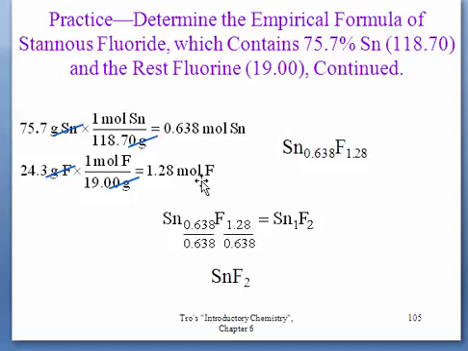Once we have the moles, we do the pseudo formula, and then we take the smallest number of moles and divide it into each. When we do that, we get the empirical formula SnF2, and there's no common factor between these two values besides 1, so this looks like it's a good empirical formula.